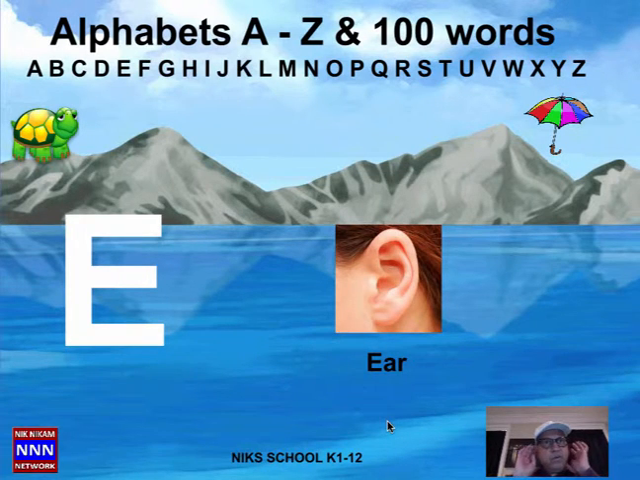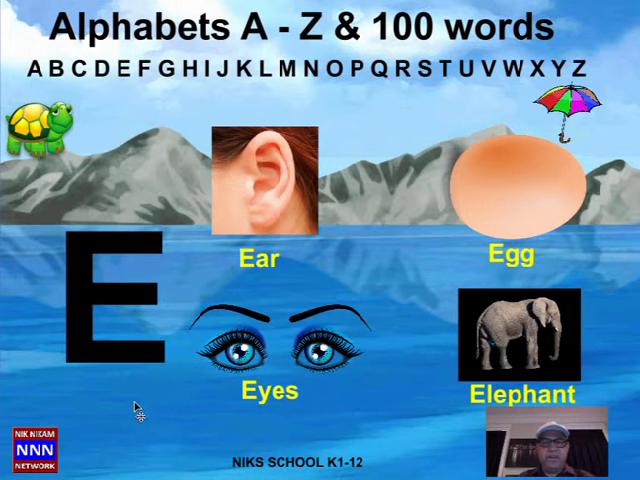One. Two. I have 2 ears. How many ears do you have? Count it. 1, 2. That's good. Wonderful. I like it. Let's go and look at some more examples for letter E. You see, letter E is the 5th letter in the English alphabet. All right. Let us go to letter E.